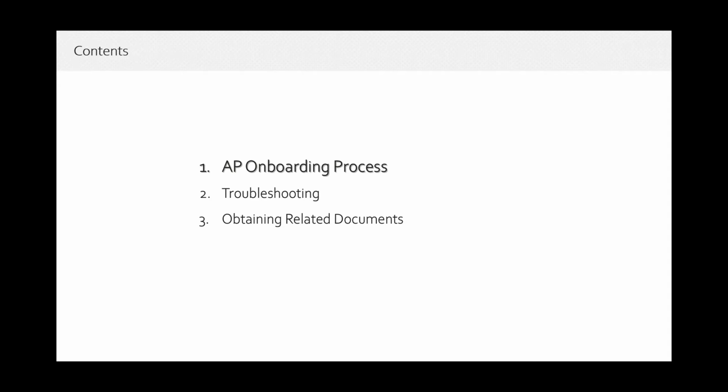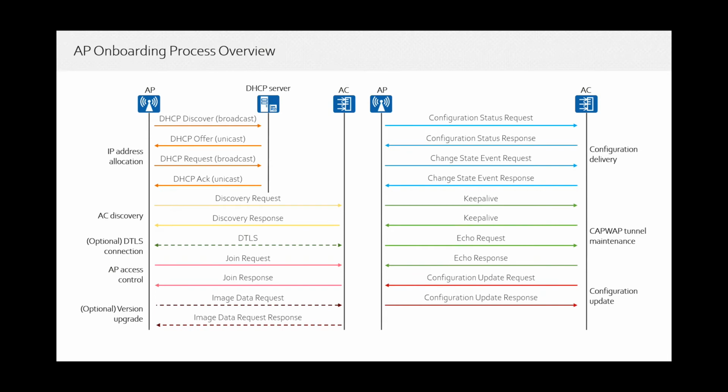So let's start with the overall AP onboarding process. There are several phases in the whole process. Specifically, we have address allocation for the AP, and we have AC discovery, AP access control, configuration delivery, CAPWAP tunnel maintenance, and configuration update. And in addition, there are two optional phases, DTLS connection and version upgrade. So what are the specific operations performed by APs and ACs in each phase? Let's check them one by one.